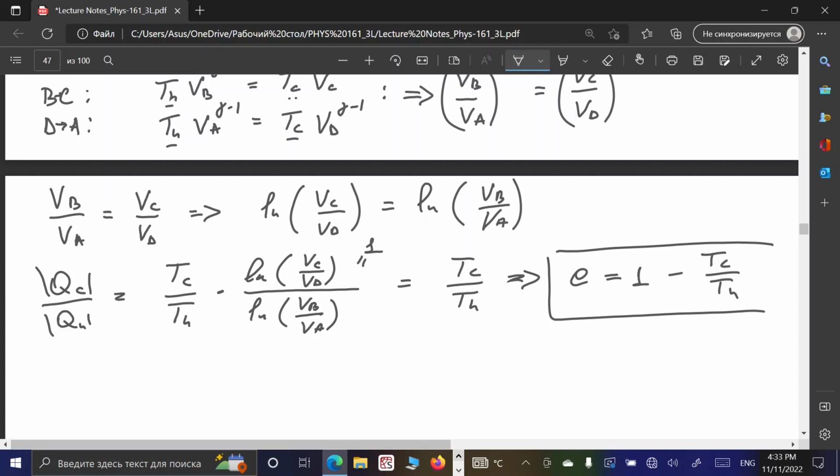Most reasonable is when we consider the cold reservoir as our environment, which, let's say, is room temperature, 25 degrees Celsius, and that is more or less fixed. Then the other option is to increase the temperature of the hot reservoir. So we want to get it as high as possible.